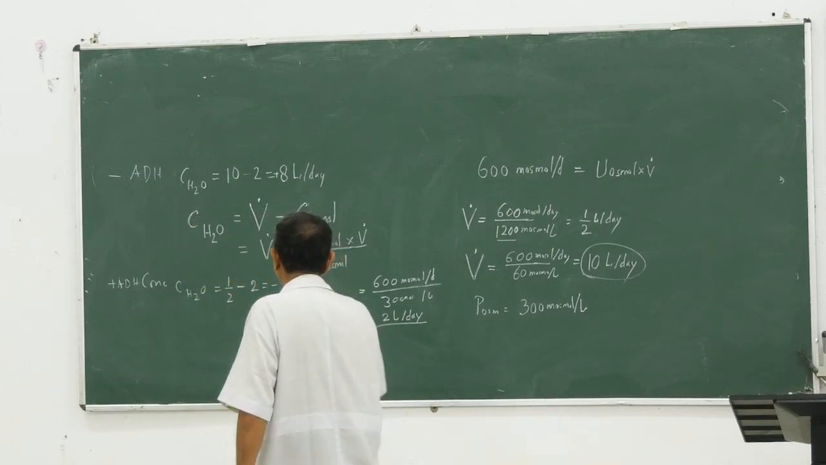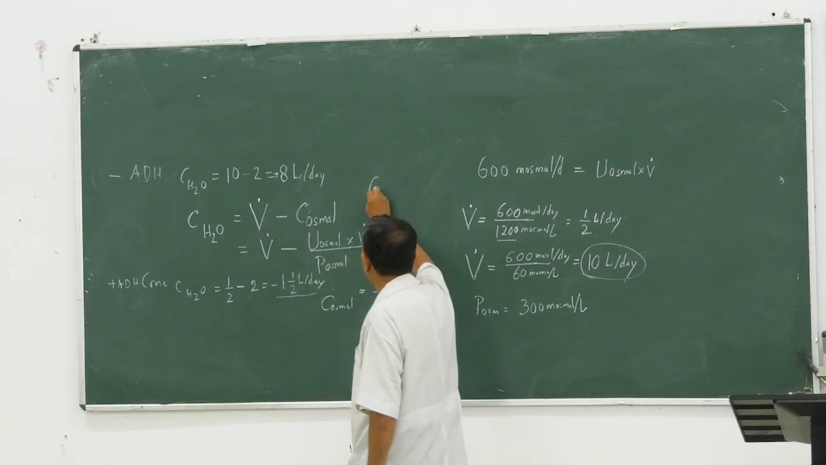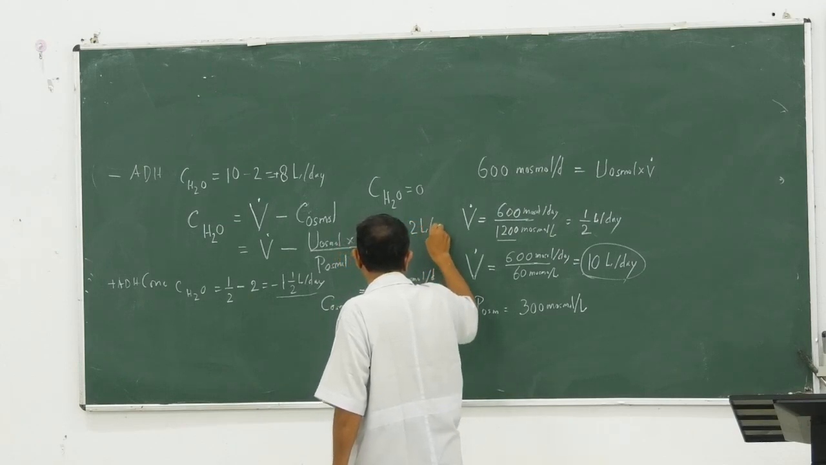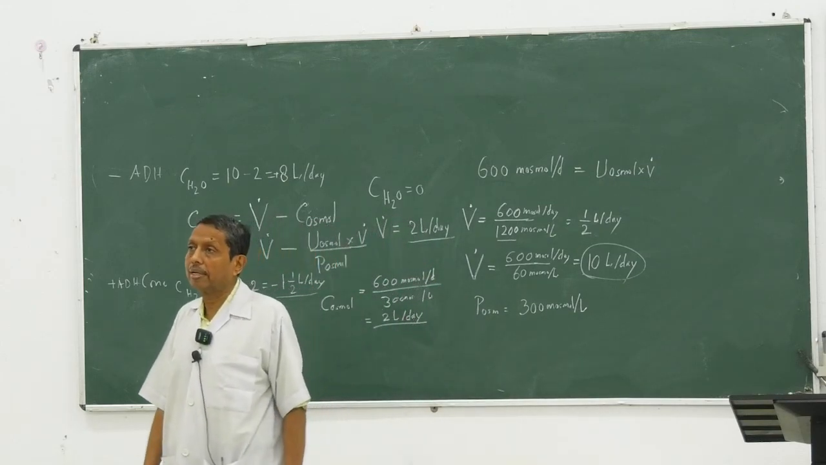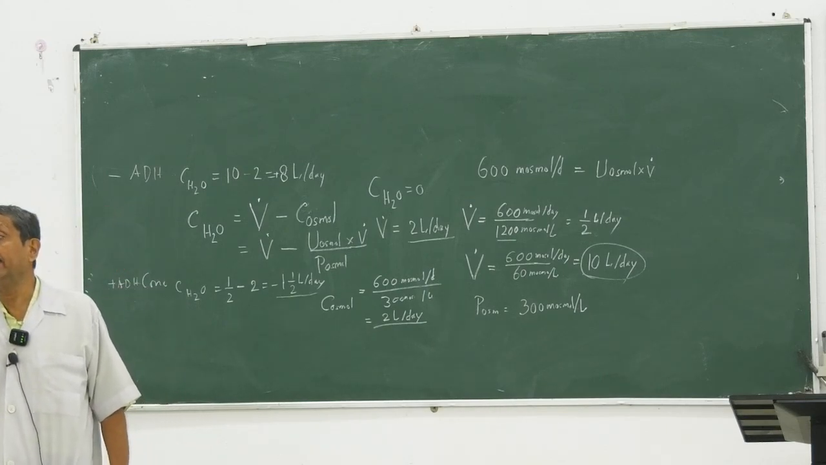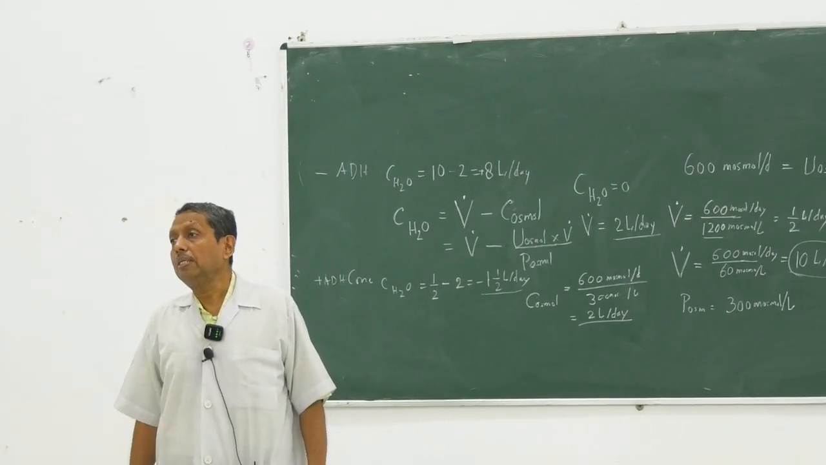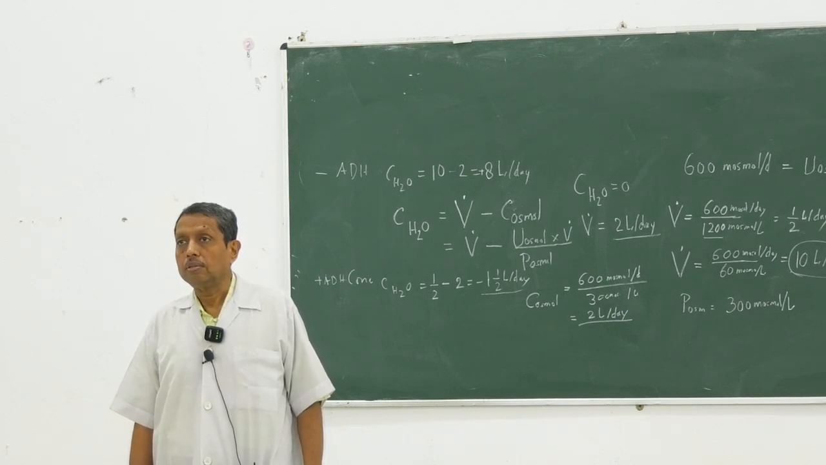And CH2O becomes zero when V is equal to 2 liter per day. That is, that amount of urine per day is required to eliminate the osmotically active particles, having the concentration of that of the plasma, isosmotic urine. Clear?